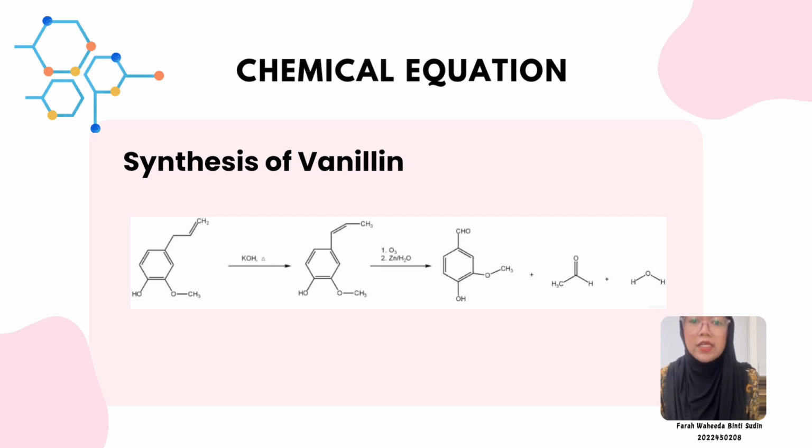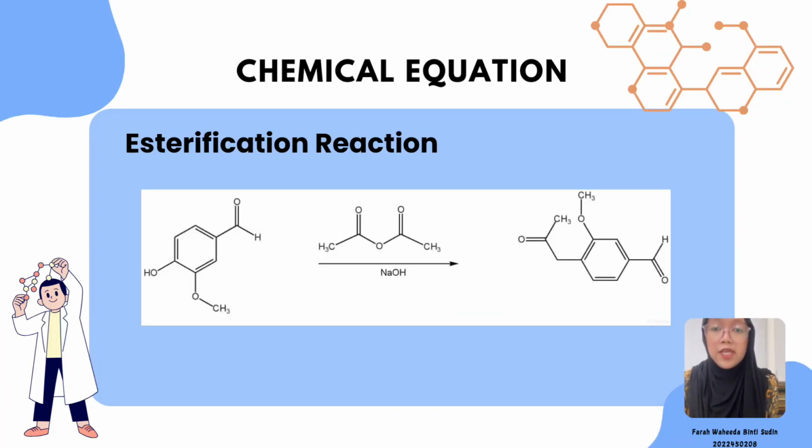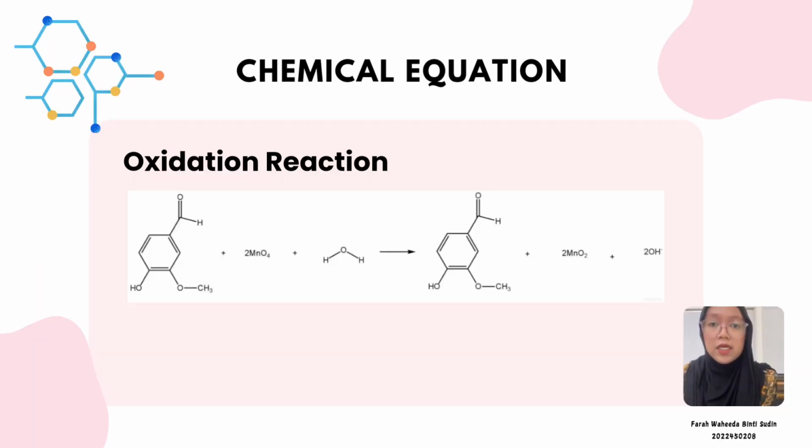Alright, the next one is chemical reactions. Synthesis of vanillin: eugenol undergoes isomerization and forms isoeugenol. Next, it undergoes oxidation to produce vanillin, acetaldehyde, and water. Alright, the next chemical reaction is the esterification reaction. Vanillin reacts with acetic anhydride under basic conditions, with sodium hydroxide, to form a monoester by reaction at the phenyl OH group in vanillin. Alright, the last chemical reaction is the oxidation reaction. Vanillin undergoes oxidation in the presence of a certain oxidizing agent and forms vanillic acid.